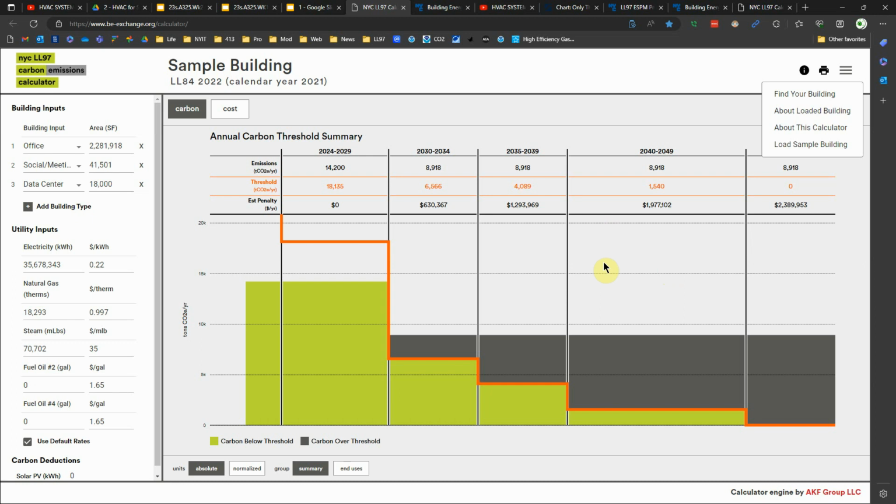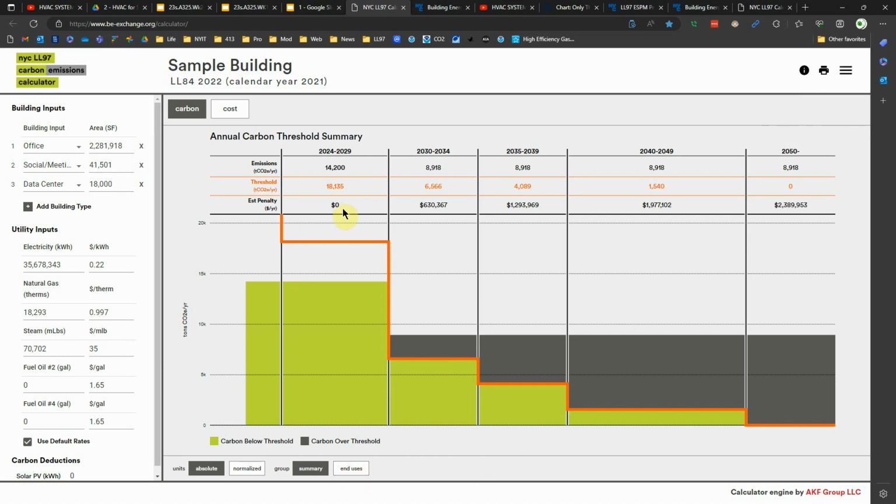Anyway, here's a sample building that they brought into this, and the point is that this building starts out not having a fine, but then, because every 6 years heading towards 2050 the thresholds become more stringent, all the way down to 2050 where the threshold is zero, so that's pretty crazy. So the fines go up and up and up on this project.